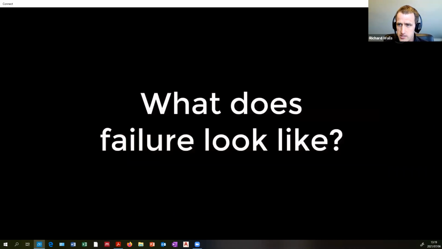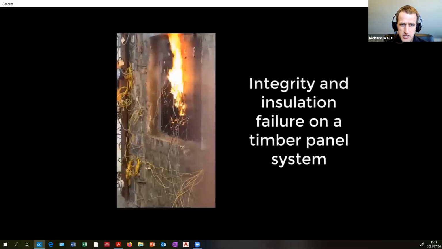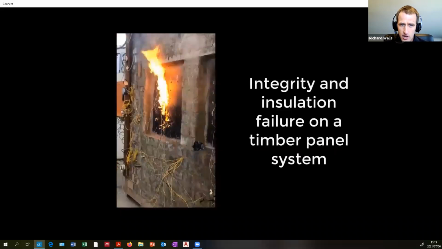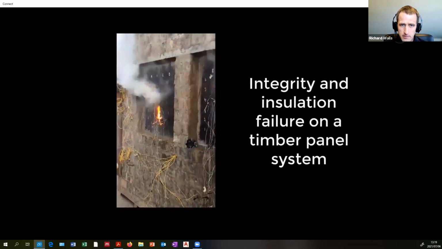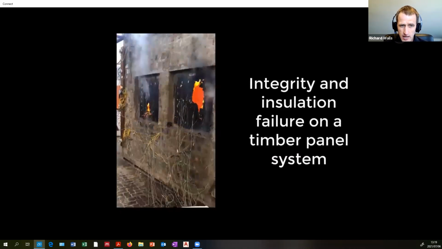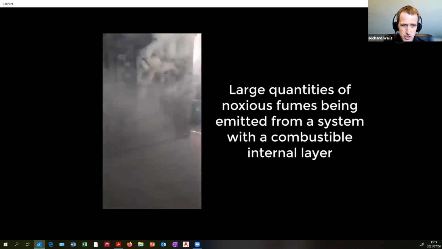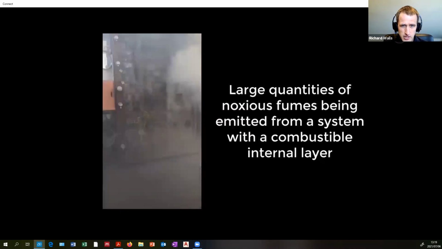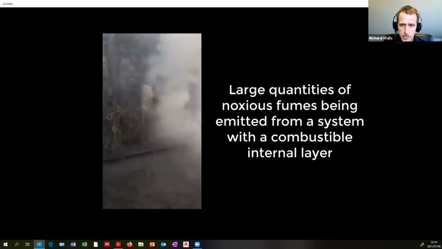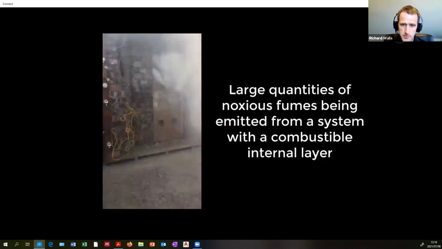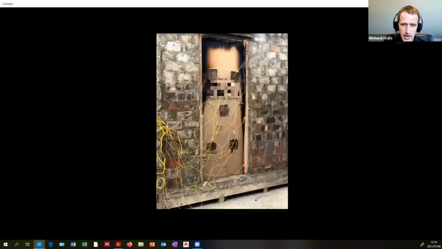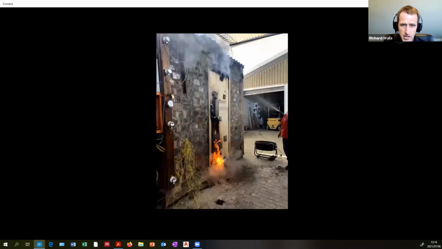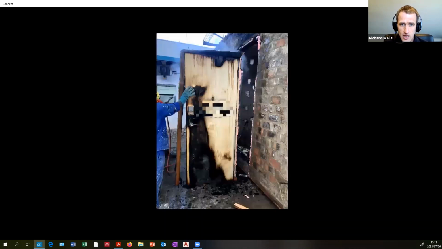So what else does failure look like? So let's have a couple of looks. This is a timber system. And after about 60 minutes, it eventually burned through. So this actually had a 60-minute rating. This is now an integrity or insulation failure. Large quantities of noxious fumes being emitted from a system with a combustible internal layer. There's flame through around the side. There's flame through at the bottom, door on the inside.